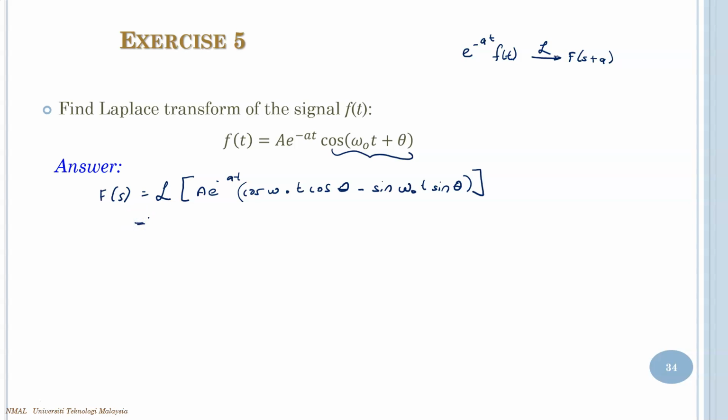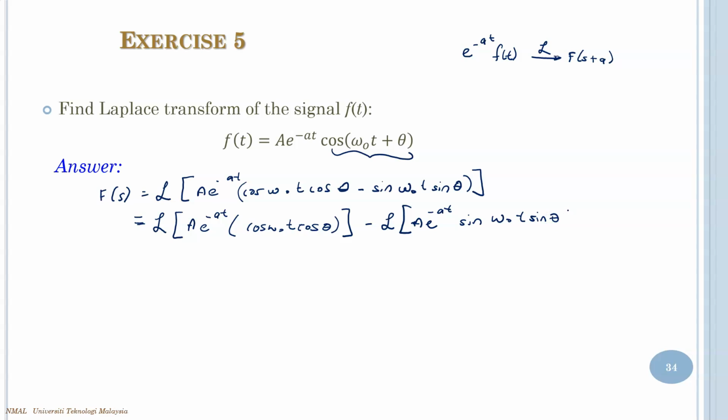Okay, so this one you can separate into these two parts, so it will become the Laplace transform of e to the negative at, which we know is from frequency shifting, times cos omega naught t cos theta. And then you minus another Laplace transform of e to the negative at sine omega naught t sine theta.